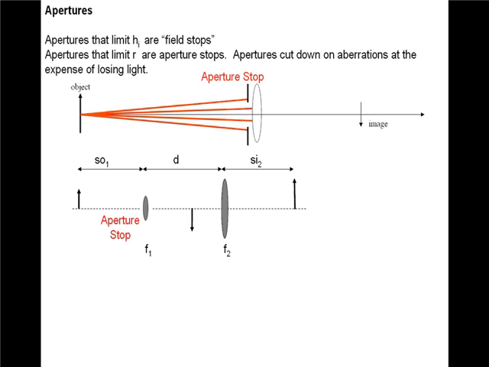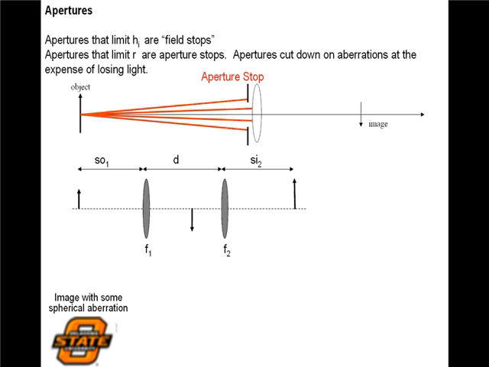Now, apertures have several effects on the system. At the bottom you see here an image that has some spherical aberration. This isn't a real image. This is actually a computer-generated image that I messed around with in some programs to give you an idea of what apertures are. And so real performance will vary from my simulation here. But if we go ahead and put in an aperture stop, let's see what happens.